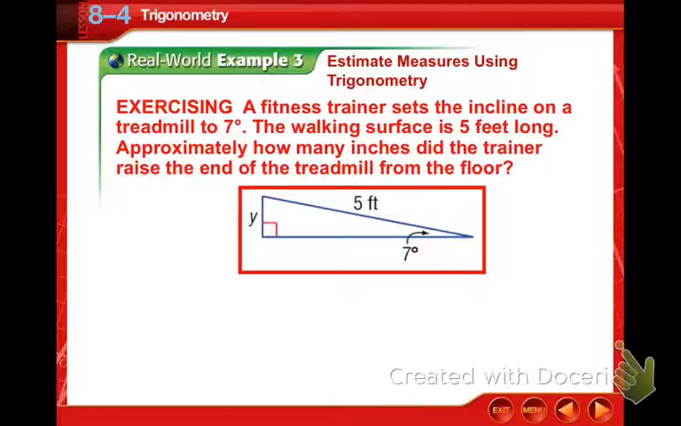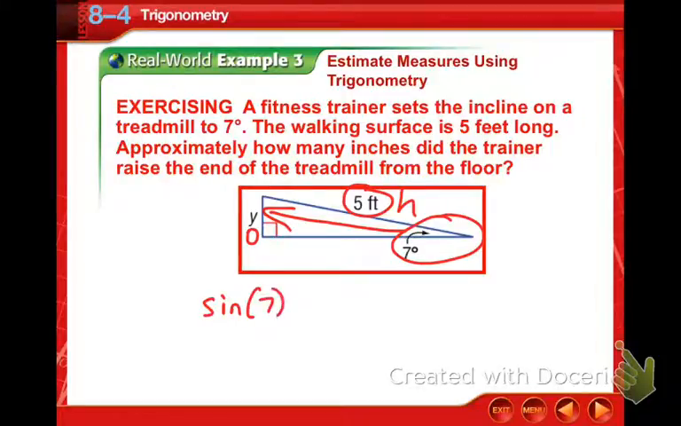Our angle's 7, so we need to figure out which trig ratio we need to use to find what y is. Y is our opposite, right, to our 7-degree angle. The 5 feet is our hypotenuse. So this is our opposite over our hypotenuse, which means we're going to use sine. So sine of 7 degrees is equal to our opposite, which is y, over our hypotenuse, which is 5. Now all we have to do is multiply by 5 on both sides.